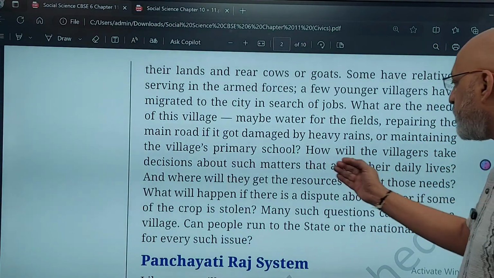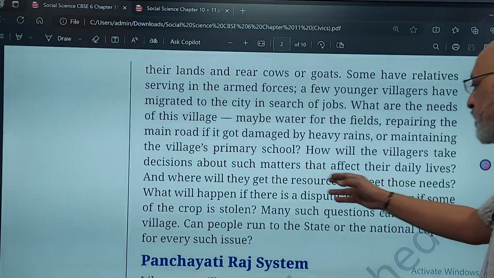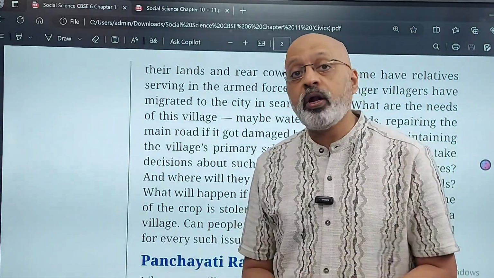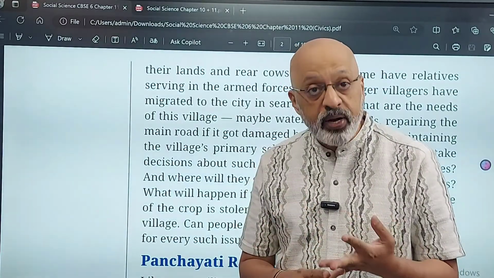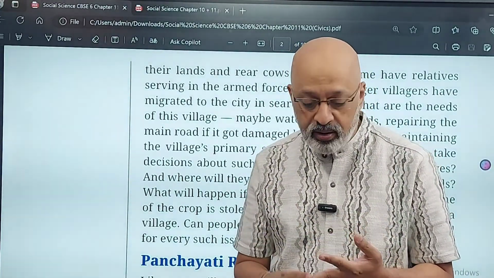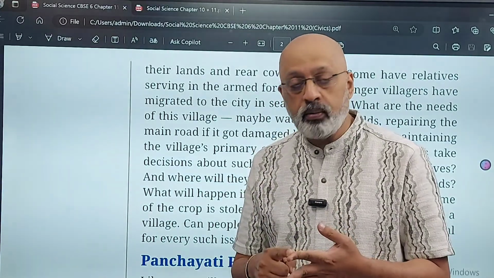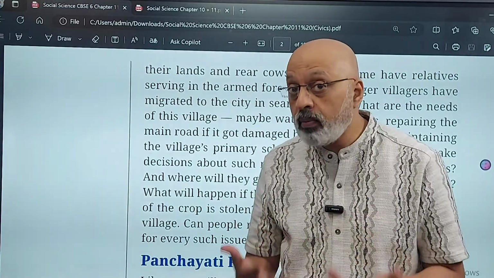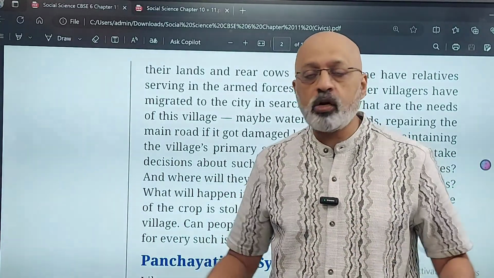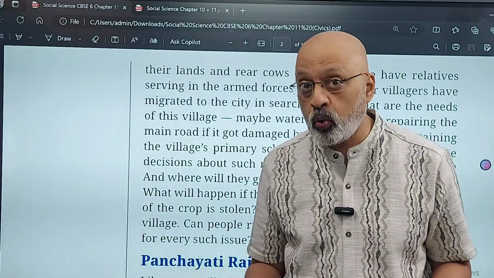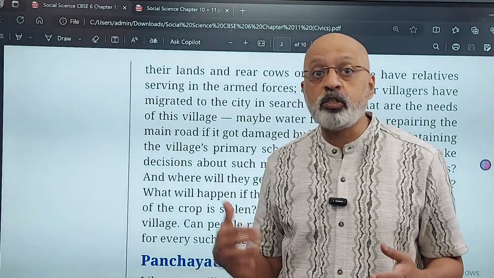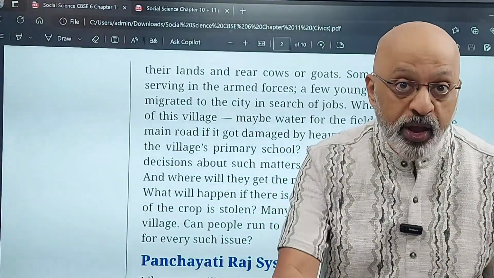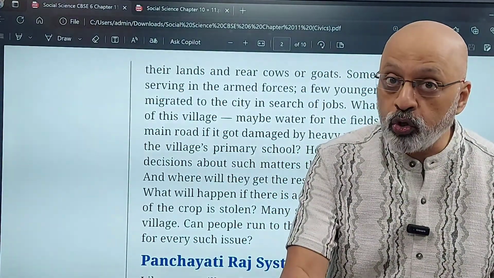How will the villagers take decisions about these matters? Where will they get the resources? Resources मतलब पैसा कहाँ आएगा? अगर स्कूल के लिए नए क्लासरूम, 2 नए क्लासरूम बनाने हैं, to buy bricks, to buy cement, to buy sand, to whitewash the place, to buy desk, blackboard, everything, you need money. Who is going to give money? The villagers are not going to have so much money that they can spend on the school. And school is a government responsibility if it is a government school. So the government has to come and pay for building those 2 new classrooms.